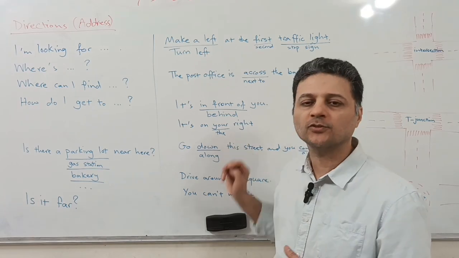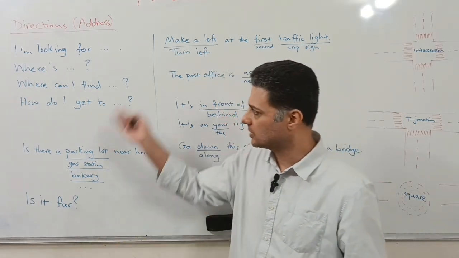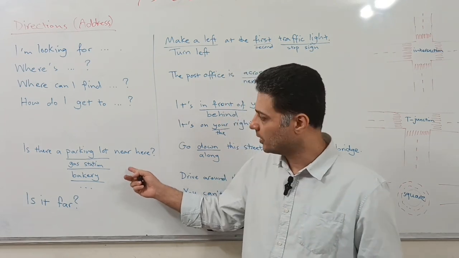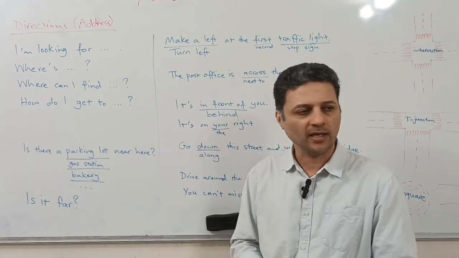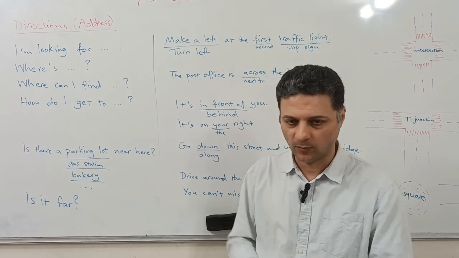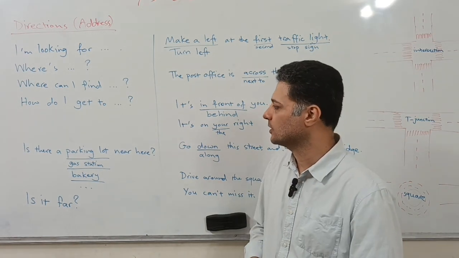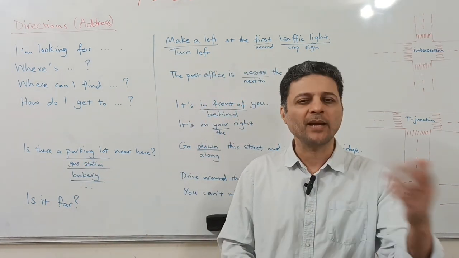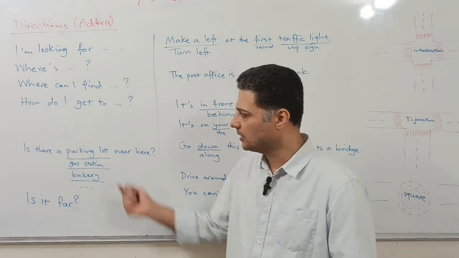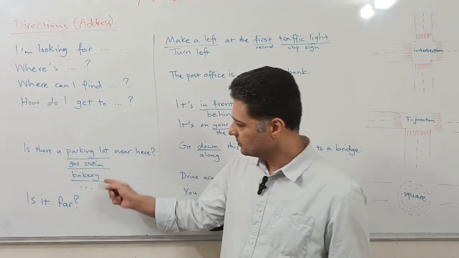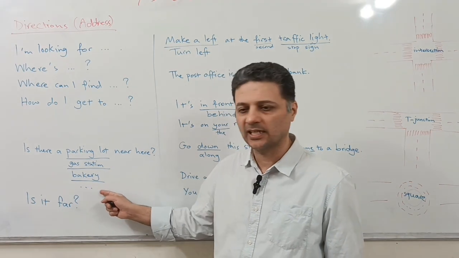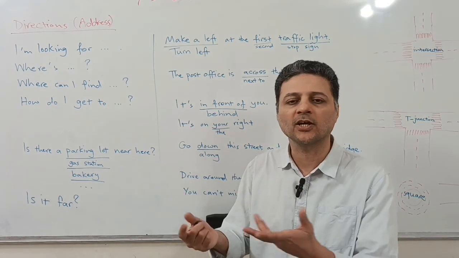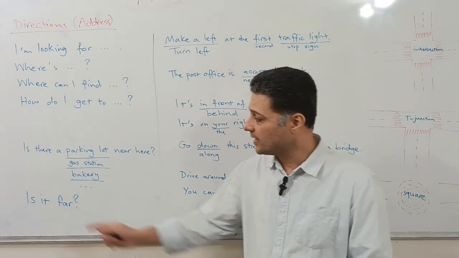But before we move on to the answers or responses to these questions about directions, let's go on with the other questions that we may hear or we may ask if we're looking for that particular address ourselves. Like, is there a parking lot near here? Is there a bank near here? Is there a bakery near here? Is there a gas station near here? So you could easily replace these dots that I put there if you're looking for that place. Is there a parking lot near here?